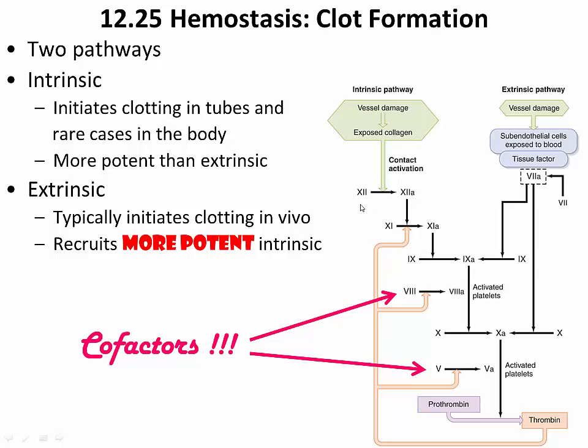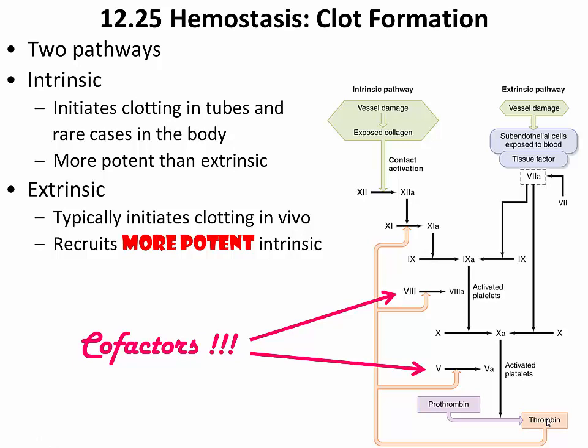The negative charges in the collagen expose factor 12 to those negative charges, which activates 12 to 12A. Each of these Roman numerals represents an inactive and an active form of either an enzyme or, in two cases, shown in pink here, a cofactor. So now we have factor 12A, which is an enzyme that converts 11 to 11A. 11A then converts 9 to 9A. 9A is then going to go down and convert 10 to 10A, and 10A is the actual enzyme that's going to convert prothrombin to thrombin. So that's the intrinsic pathway.